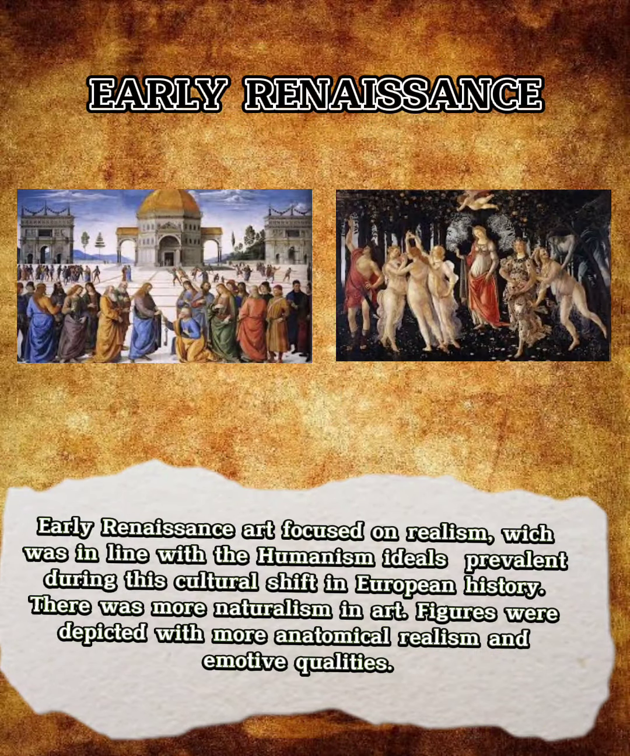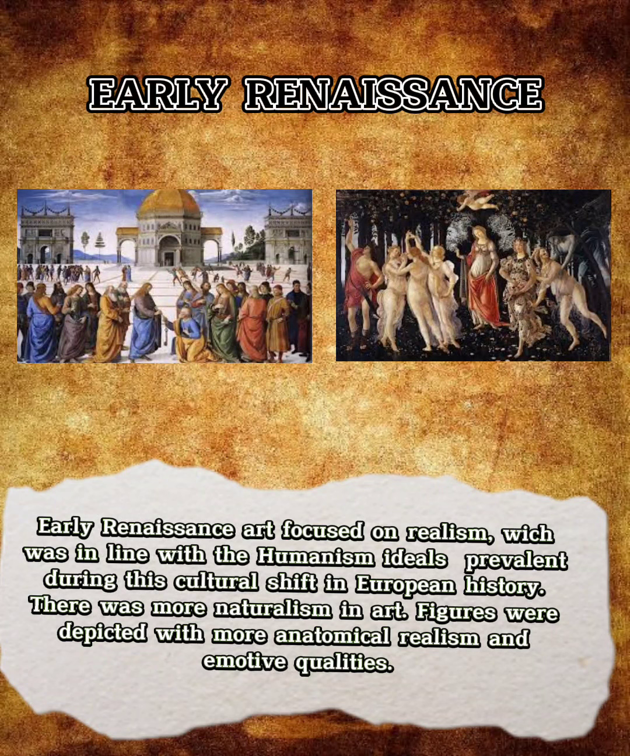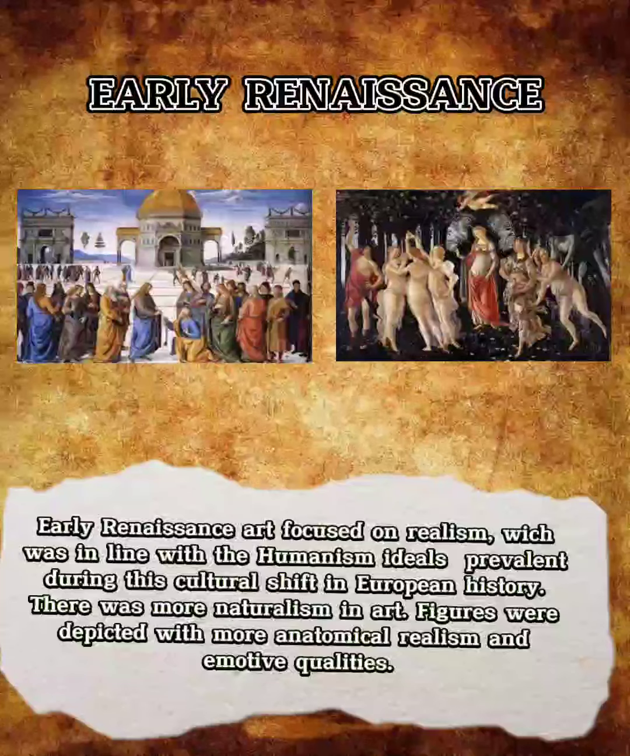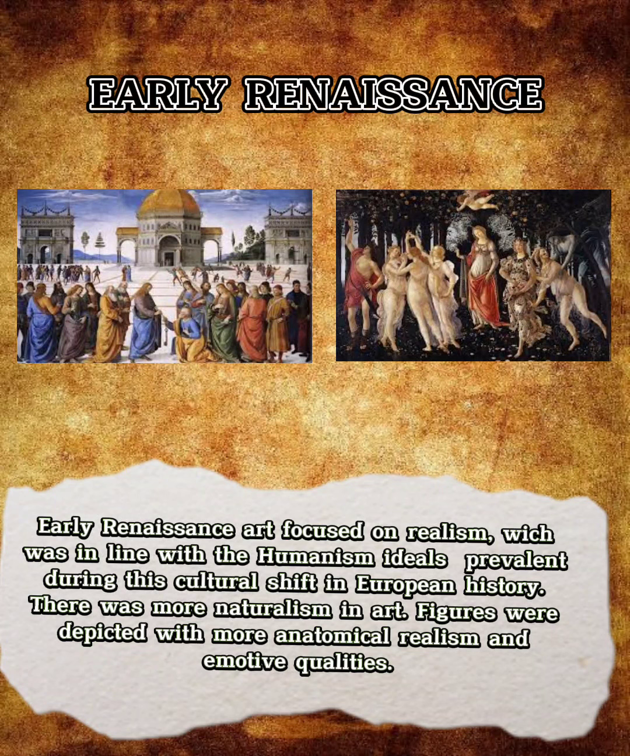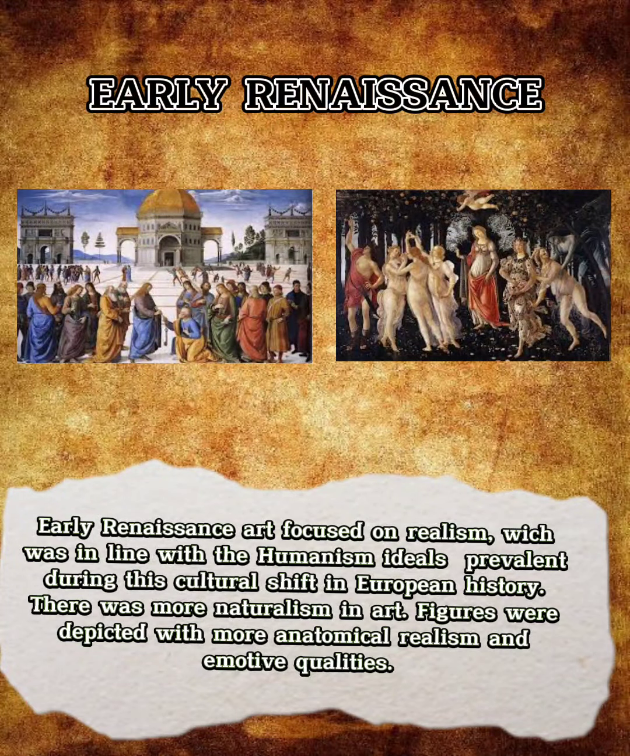Early Renaissance art focused on realism, which was in line with the humanism ideals prevalent during this cultural shift in European history. There was more naturalism in art. Figures were depicted with more anatomical realism and emotive qualities versus the two-dimensionality of the earlier Byzantine art.